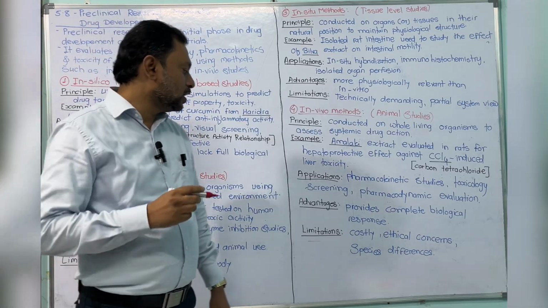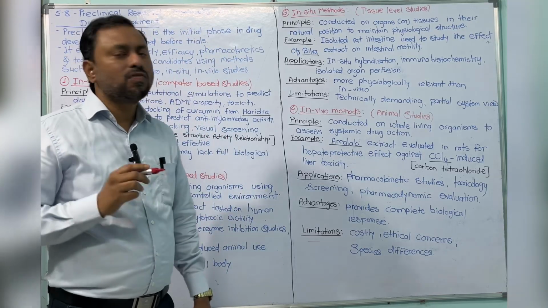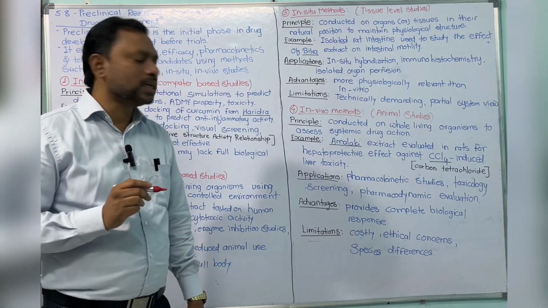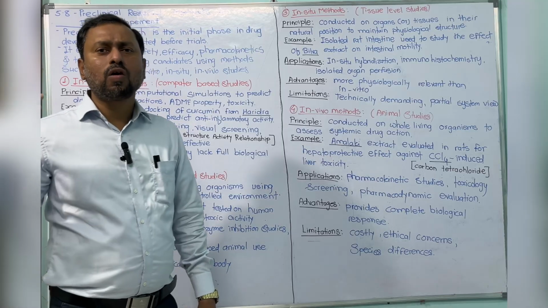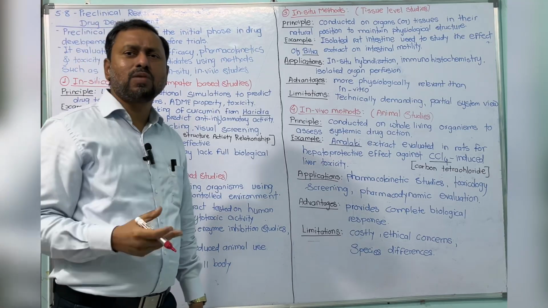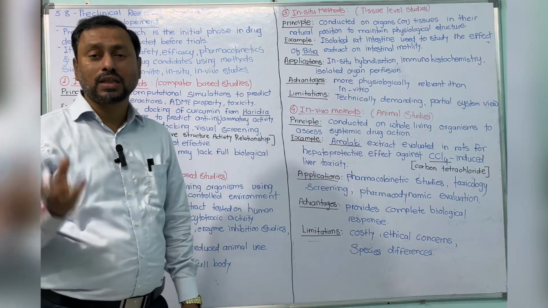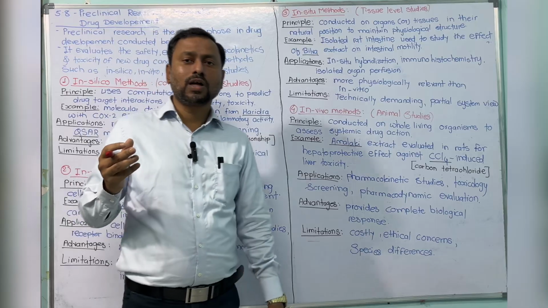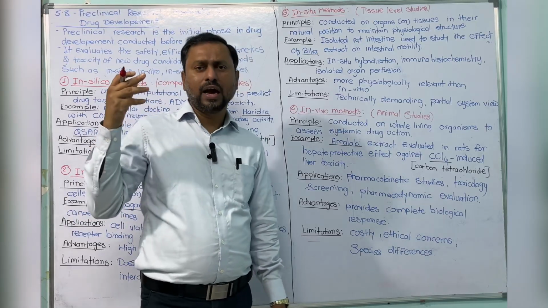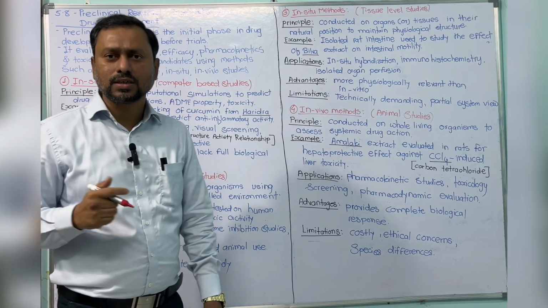Lastly, the limitations. What are the limitations of in vivo methods? The in vivo method is costly, because we have to collect the rats and go to the animal house. That's why it is costly. There are also ethical concerns, because we have to take permission from the animal ethical committee.